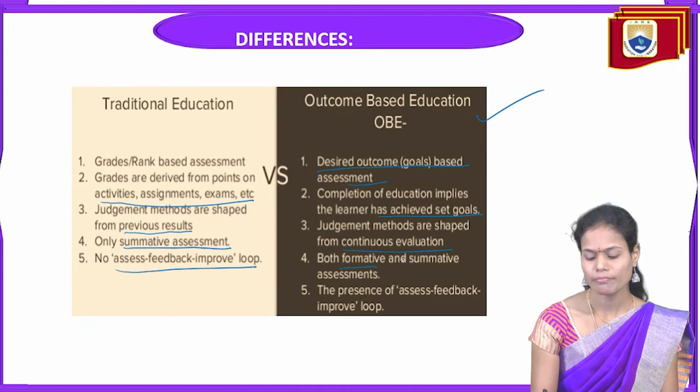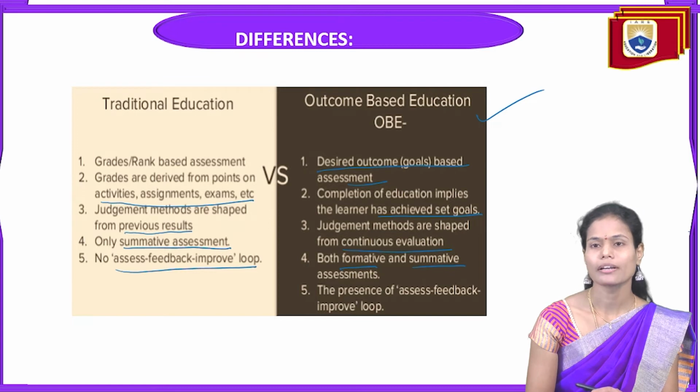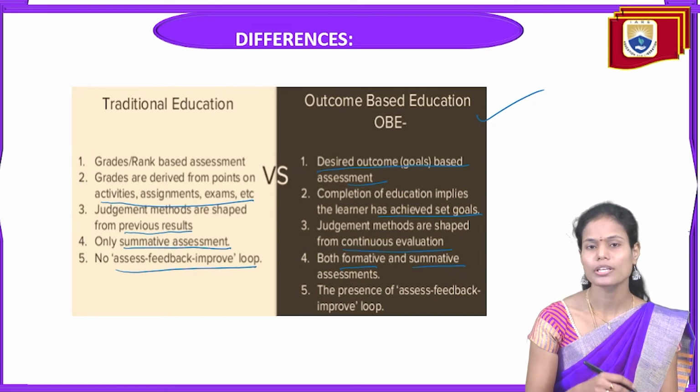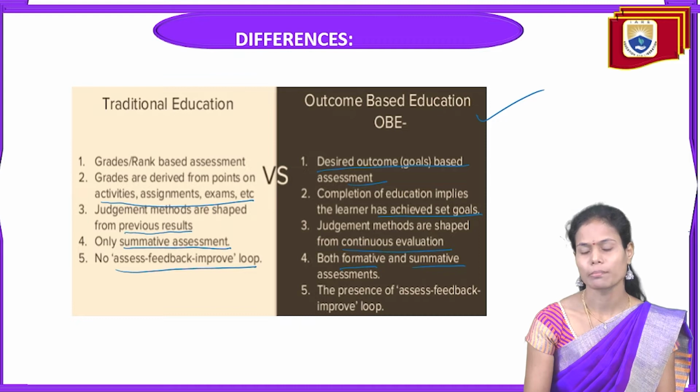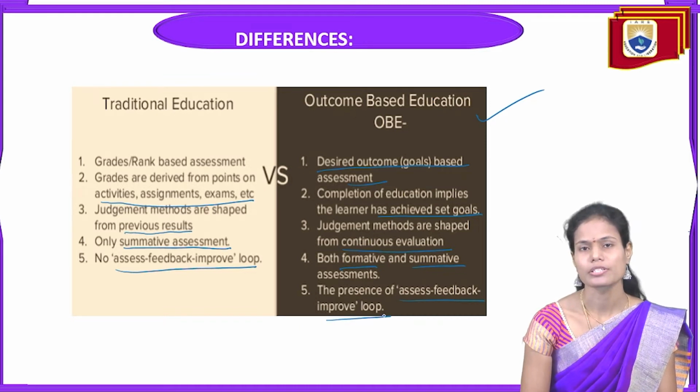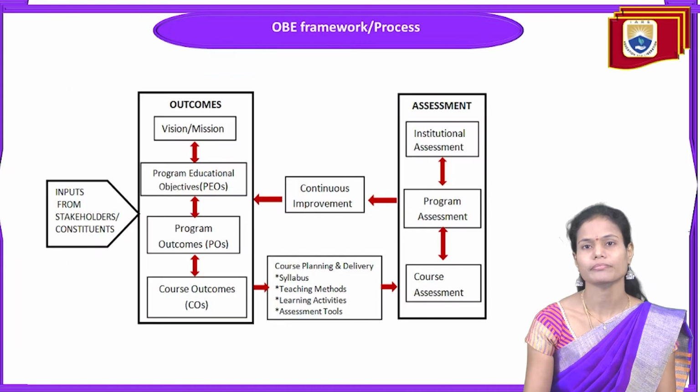Both formative and summative assessments we are doing here. Formative and summative assessments means along with the results we are also taking the feedback and we are doing some processes here. And the presence of the assess, feedback, improve loop here. So this is the basic difference between the traditional educational system and the outcome based educational system.